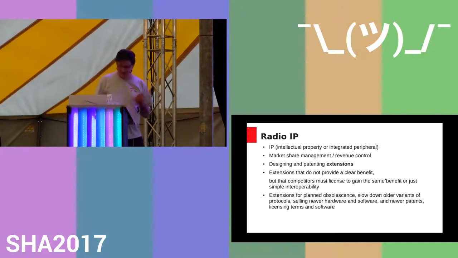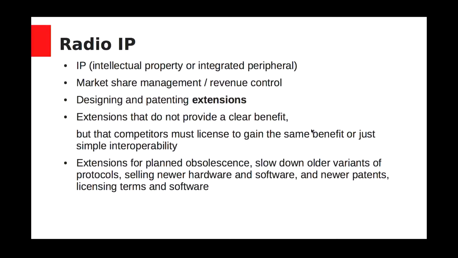Then the radio IP. Just like you saw on USB, in radio IP there will also be proprietary extensions. Sometimes those extensions do not provide a clear benefit. But sometimes you just must license additional things just to get that part of the radio working. Part obsolescence is also an issue, of course. Many consumer electronics have those kind of things in there, just having a little bit slower, older protocols, so it breaks a bit of compatibility. Then you have new licensing terms and software.